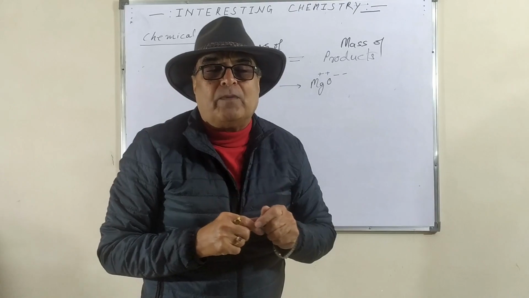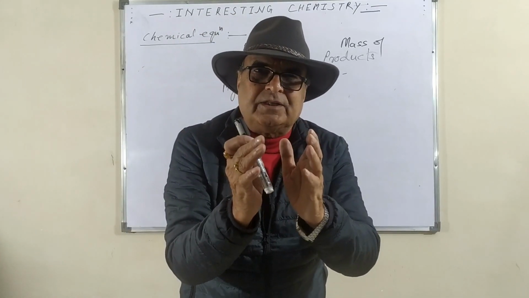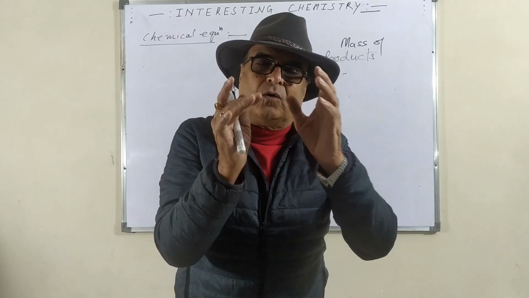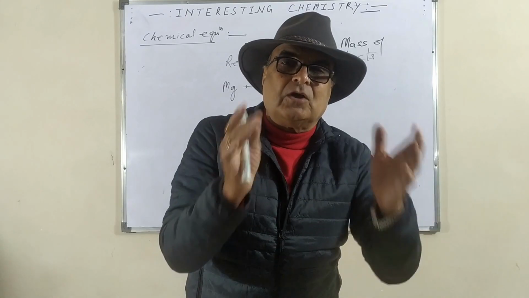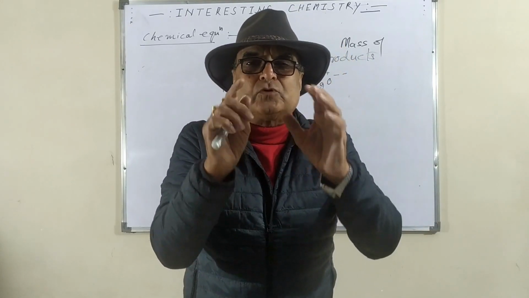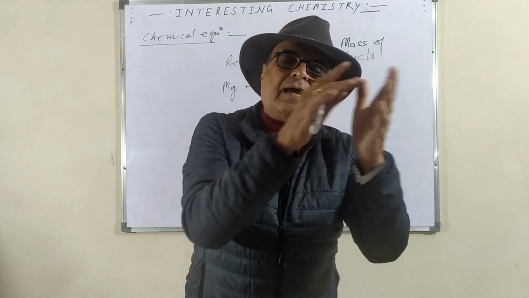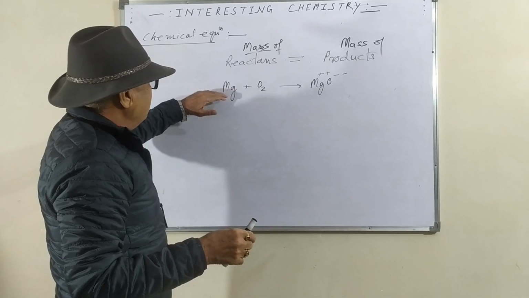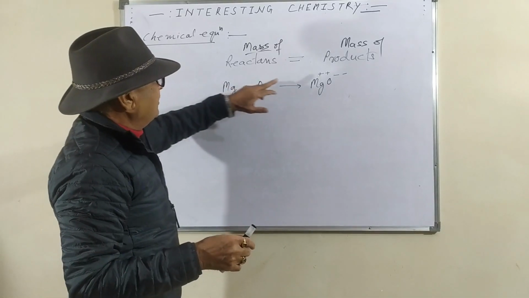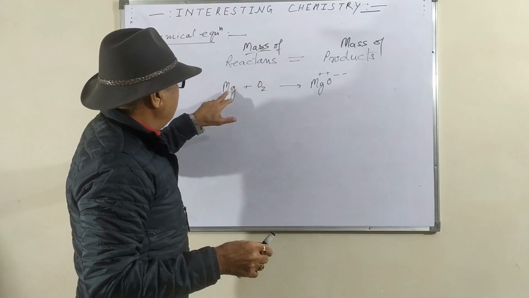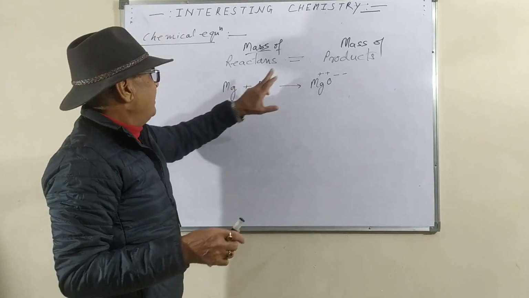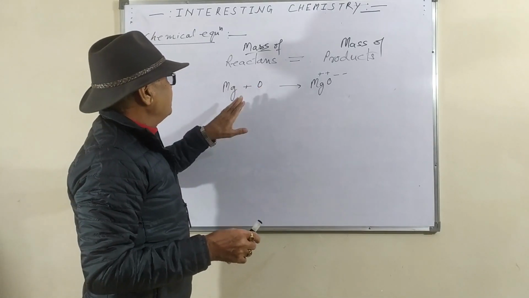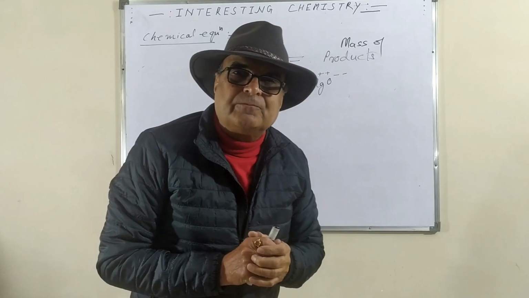How will you? By counting the atoms of the reactants and the products. All the atoms of the reactants as well as the products should be equal. So the atom of magnesium here is 1. Here 1 magnesium. And here oxygen is 2. So you can write here, so this is the balanced equation.